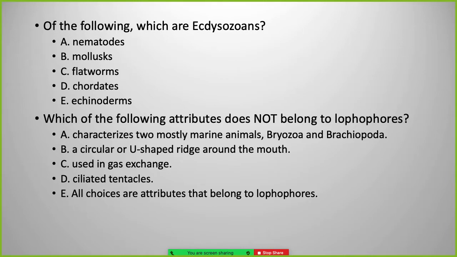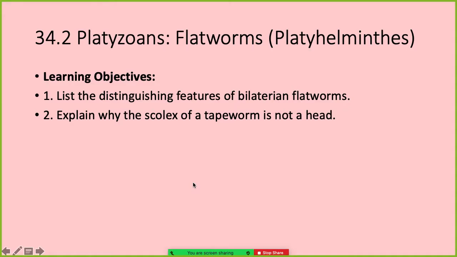Is it E? It's E. All of them are. So lophophores, they have the U-shaped ridge. It includes bryozoa and brachiopoda. Okay. Moving on to platyzoans, flatworms.